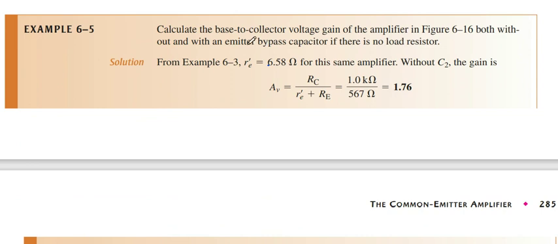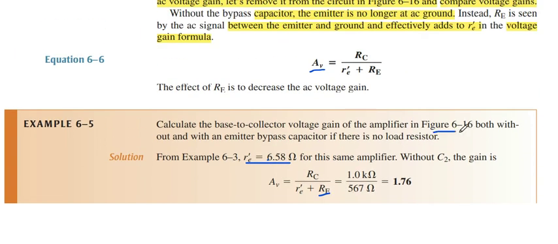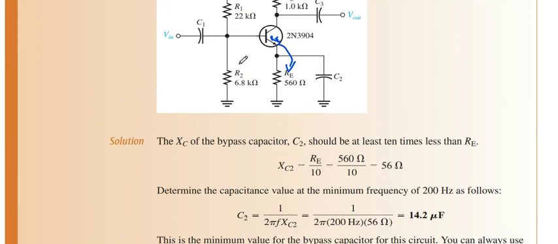What happens when we do not use the bypass capacitor? In the previous example, r_e is about 6.58 Ω. On the other hand, R_E capital is about 560 Ω. We use the diagram 6.16.